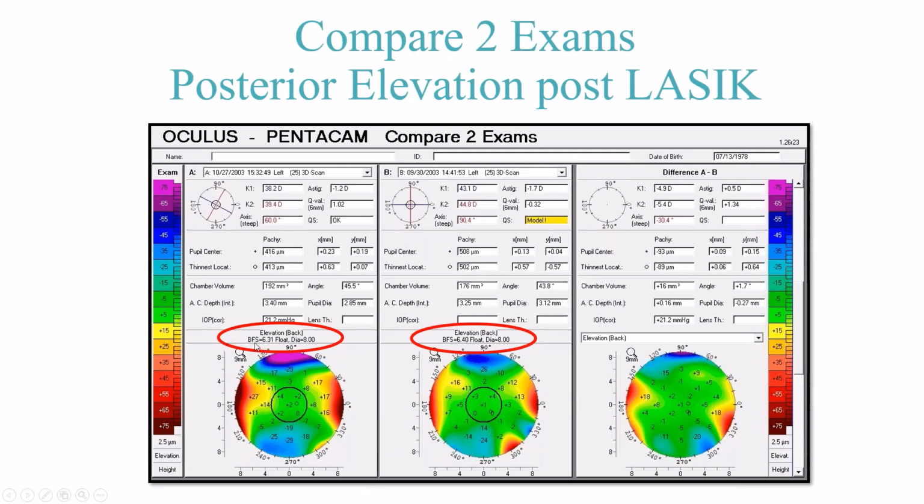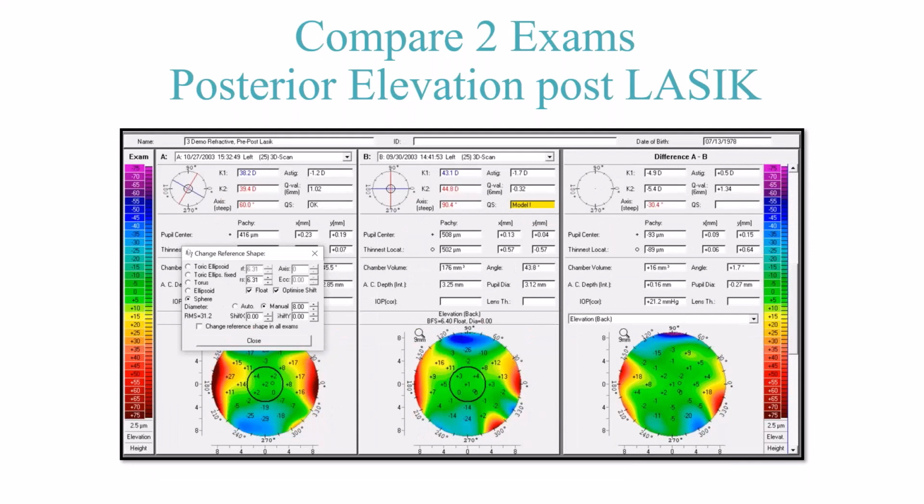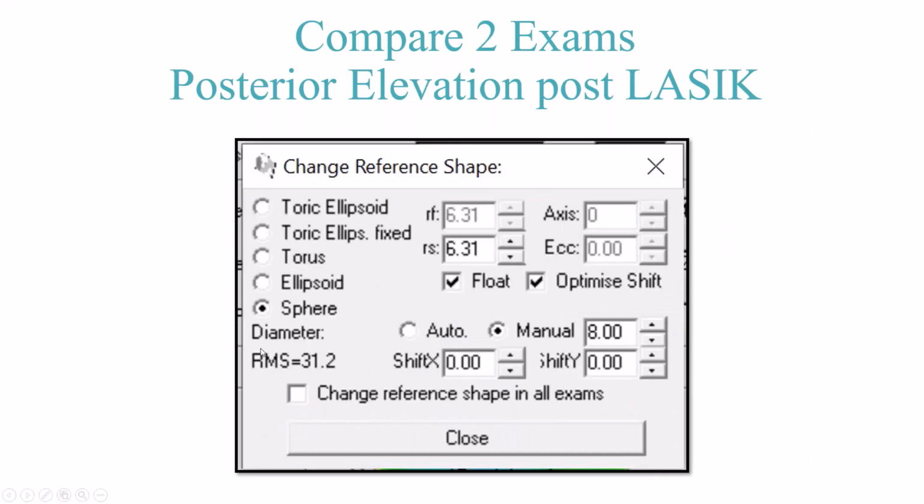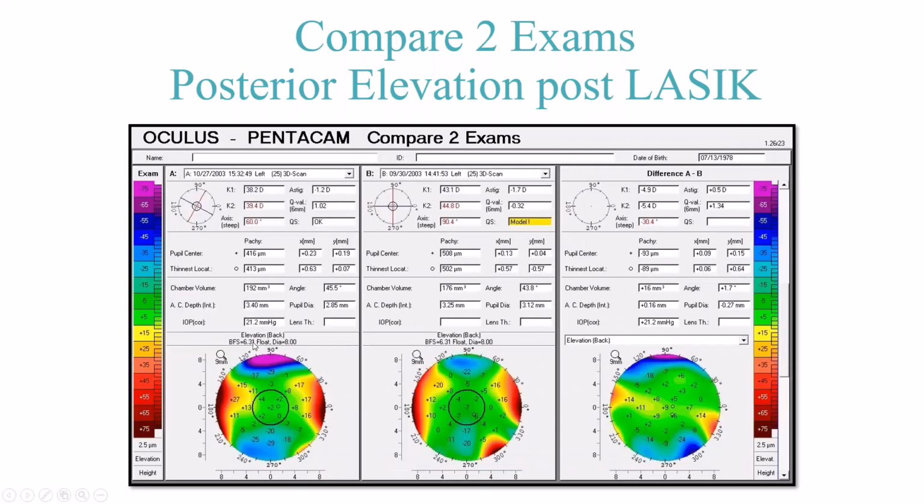notice the best fit sphere on the first map is 6.31, and in the second map it's 6.40. So the two reference surfaces are actually different. Well, if you really want to see change, you want to use the same reference surface. And you can do that by right-clicking over here, you'll get a drop-down menu, and you'll see this little box that says Change Reference Shape in all exams. If you click that, this is what happens now. The two reference surfaces become the same.